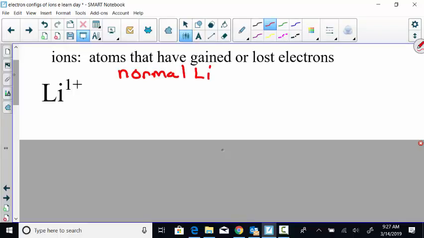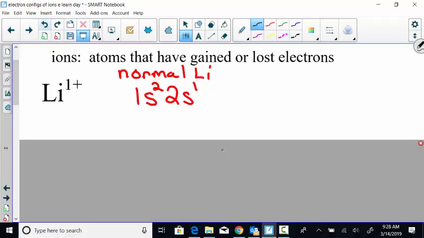Okay? And if I start with normal lithium and I look at its electron configuration, it is in the second column and it's the first element. So its electron configuration is 1s2, 2s1. Okay? So that's normal, neutral lithium. It has 3 protons, 3 electrons. Right here, those are its 3 electrons.